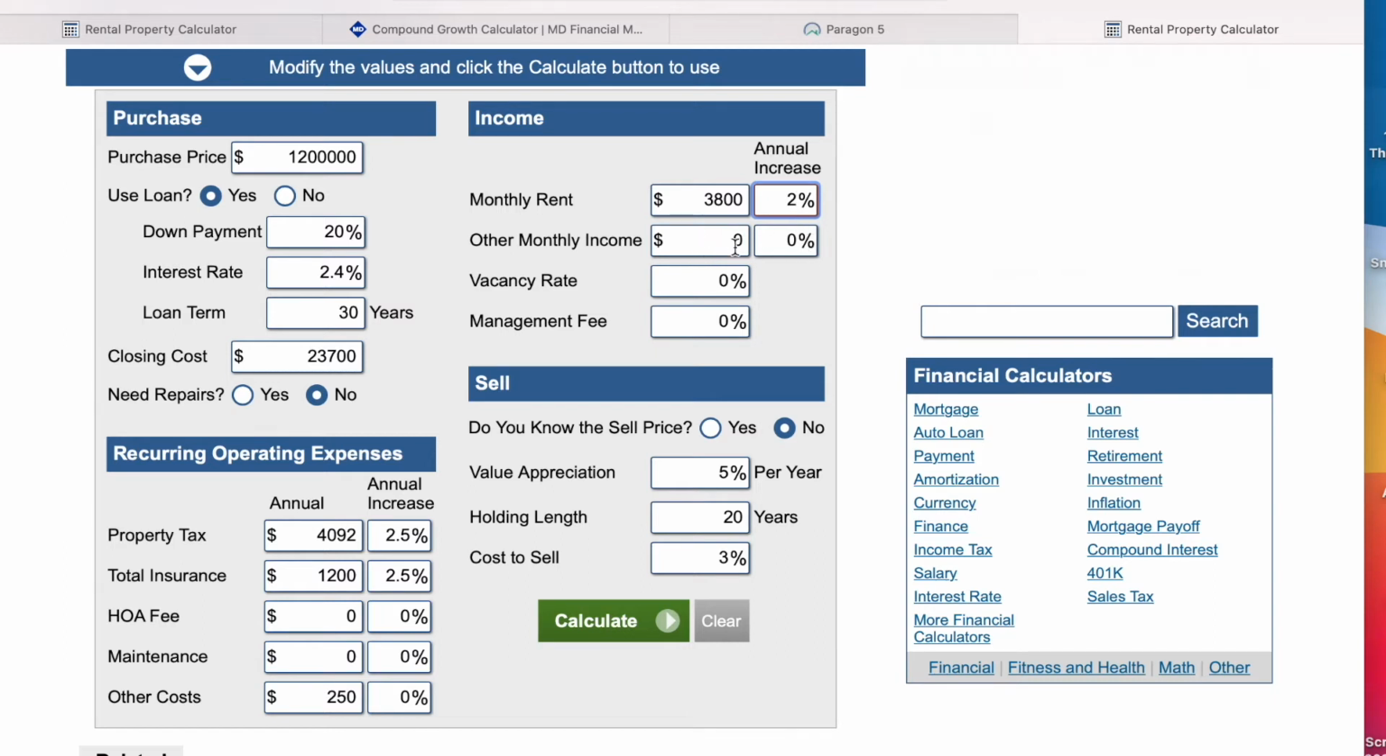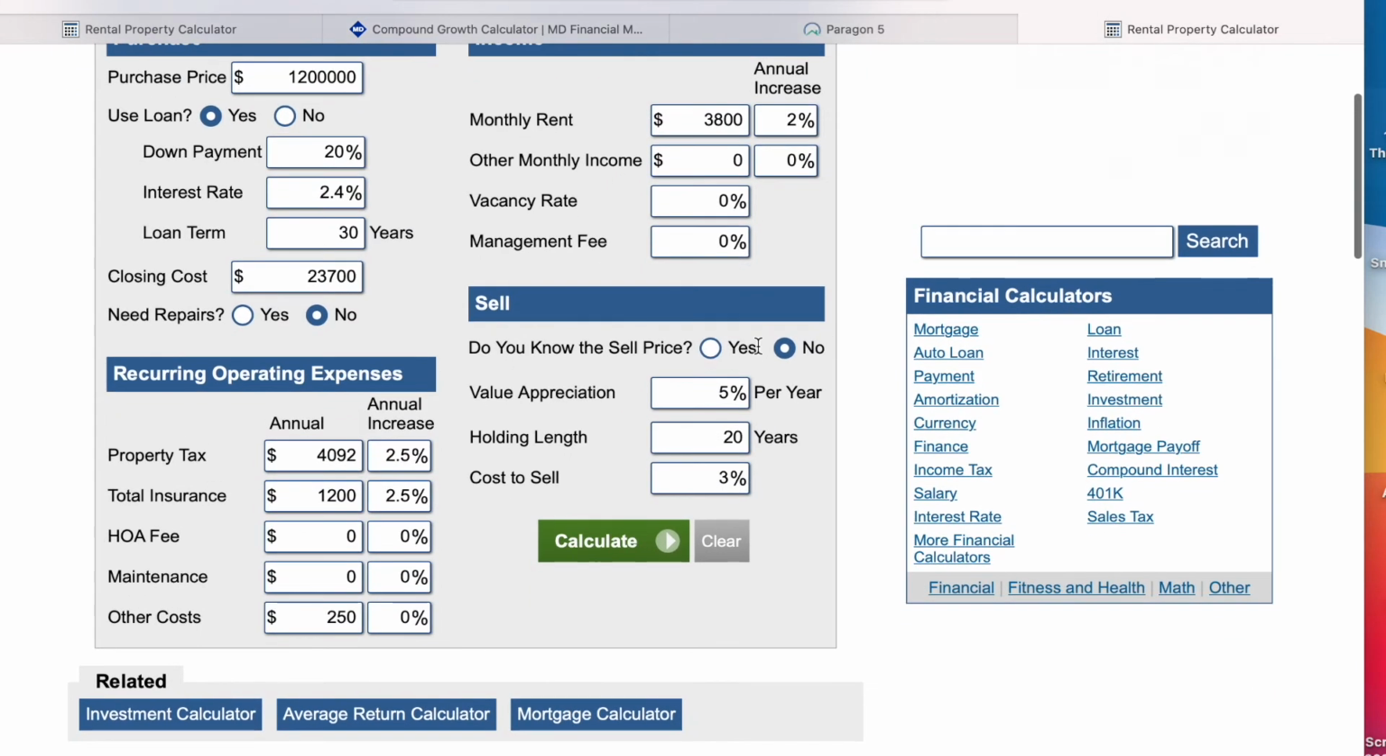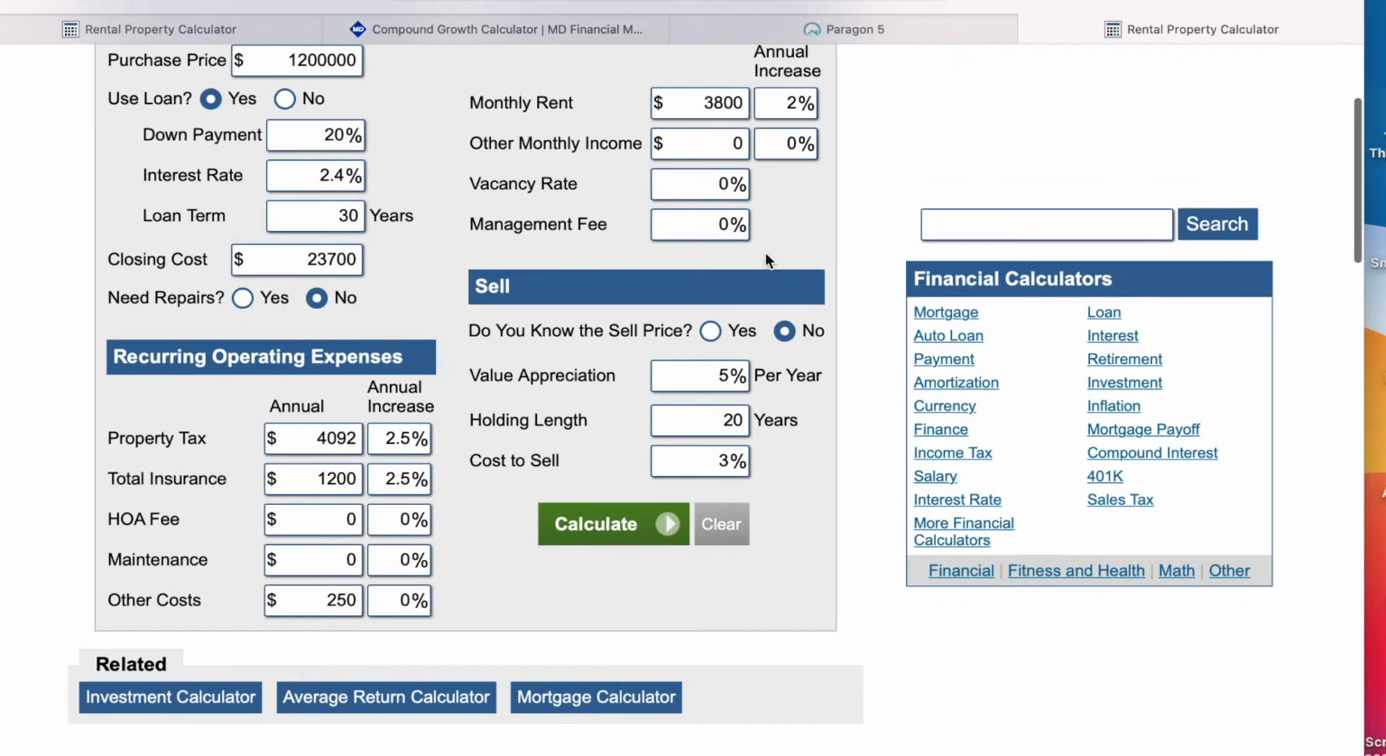Other income, there is no other income. You could rent out your driveway. I've seen owners do that, and you get $150 from somebody else, but it's uncommon. So let's just leave it at 0. Vacancy, not too much to worry about in terms of vacancies in Vancouver. There's always a lot more tenants than there are homes. So we're going to leave that at 0. And management fee is going to be 0 because you're going to try doing it on your own.